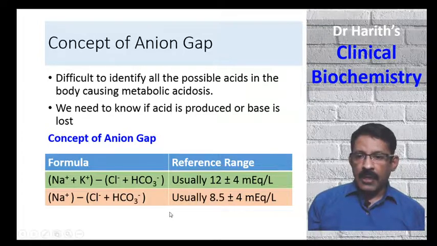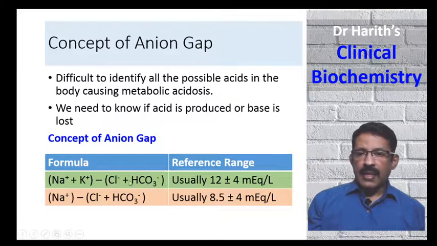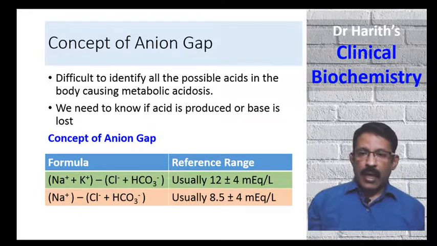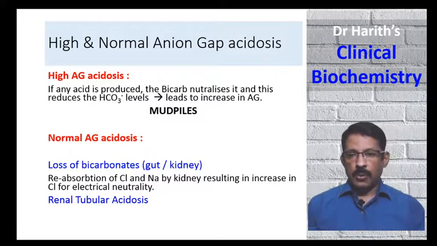So, the bicarbonate levels will decrease. If the bicarbonate levels decrease, then this anion gap will artifactually appear to be big, right? So, there are unmeasured anions of the acids being produced. We are not measuring that. The bicarbonates which are there are being used up and neutralized. So, what we actually get is a high anion gap. So, if you have a high anion gap, then you know that some acids are being produced.